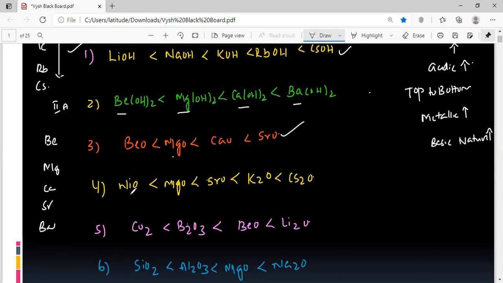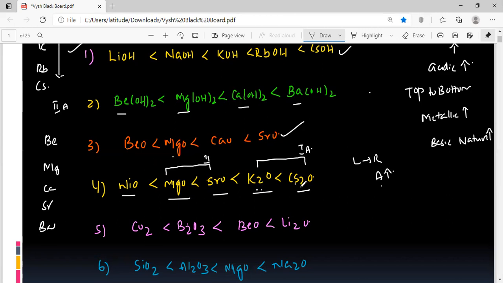Coming to the next one, here look at nickel oxide, magnesium oxide, strontium oxide, potassium oxide, cesium oxide. So here different groups of elements are present. In this case, potassium and cesium are the first A group elements, whereas magnesium and strontium are the second A group elements. From left to right, we already know that acidic nature increases.